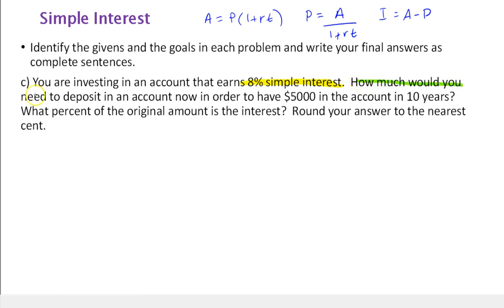How much would you need to deposit in the account now in order to have $5,000 in the account in 10 years. Now notice I skipped these two pieces of information because even though they're in the goal question, they're pieces of given information. We'll need these in order to answer the question. And then we have what percent of the original amount is the interest? Round your answer to the nearest cent.